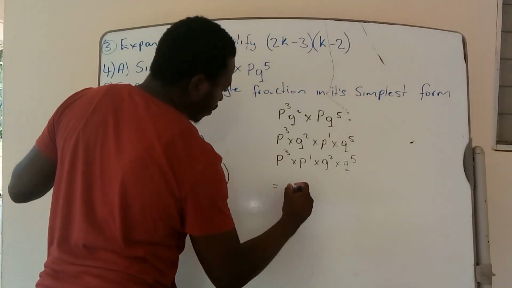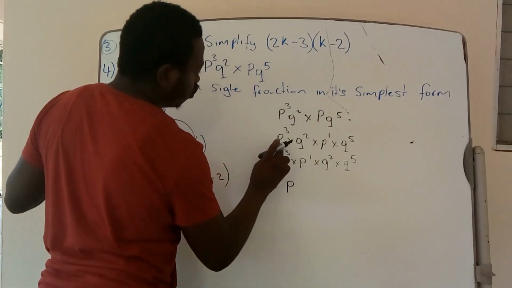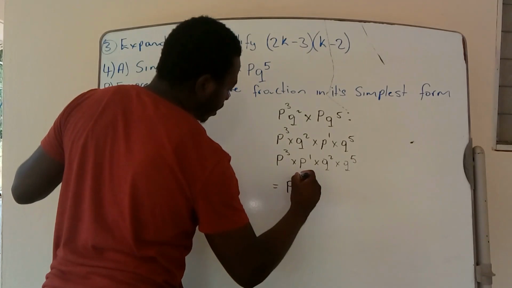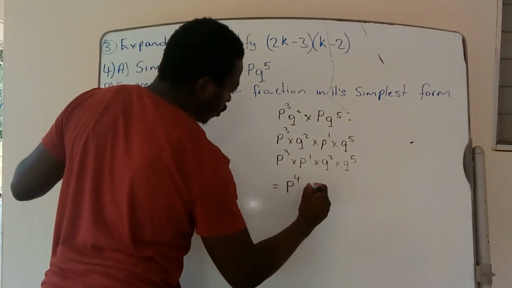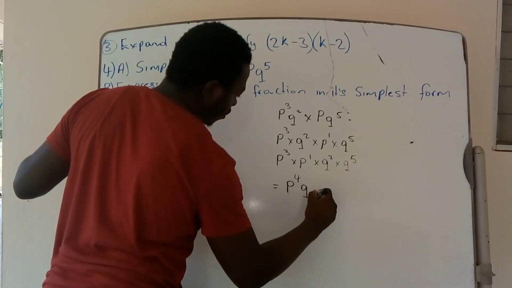So our final answer is going to be p, 3 plus 1, that gives us 4. So this is going to be p to the 4 times q, and we can write that without the multiplication sign. It's going to be q.